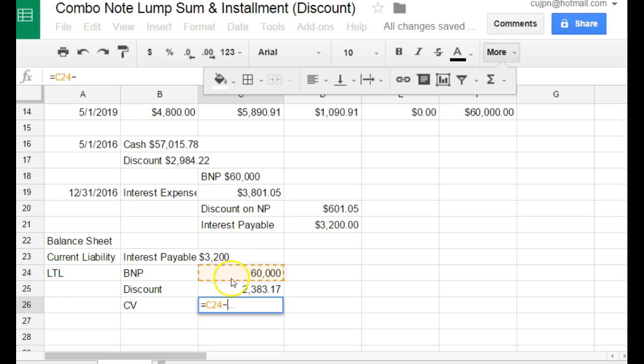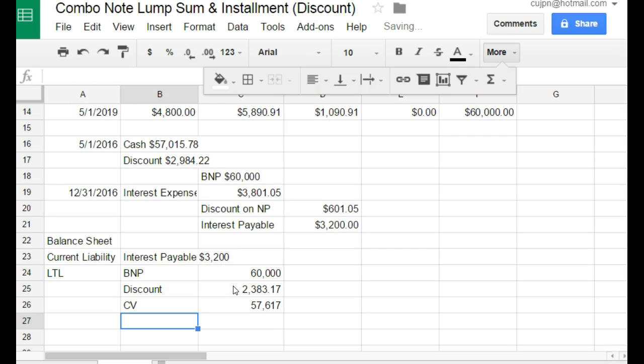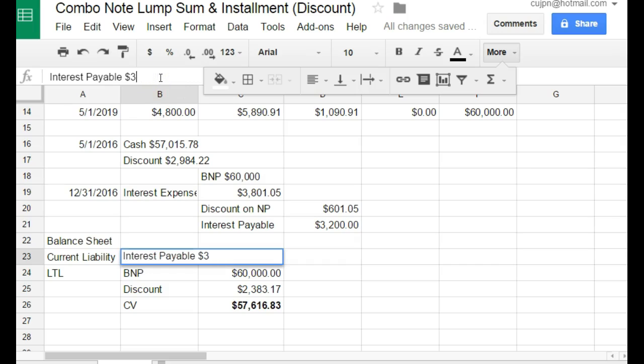So the net carrying value of the note, which all goes in the long-term liability, is the difference between the liability account and the contra. It didn't round there, it should have rounded, so let me set the rounding for you real quick. I set that, then go to dollars, and there you go. $57,616.83 is the carrying value. That is what gets reported on the balance sheet. And don't forget that the interest payable also gets reported on the balance sheet, under current liabilities, because that amount is going to be paid at the end of the year.